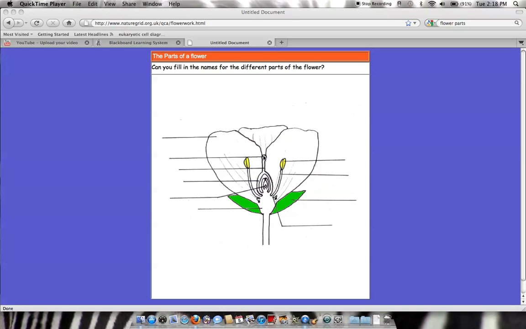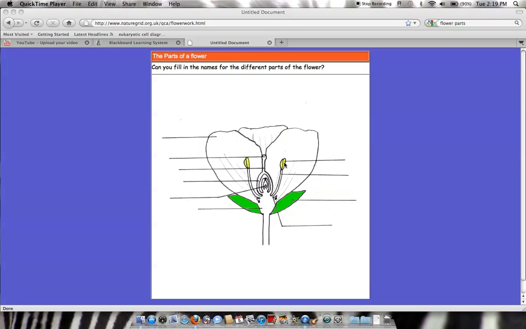The stigma, this little tip right here. The style, this right here, is used to elevate the stigma. And then the ovary, the base here. Okay, the stigma, style, and ovary. All of these together are called the carpel. Okay, and that's the female part of the flower. Now the male part of the flower consists of, right here, the anther, and then right here the filament, and collectively the male part of the flower is called the stamen.